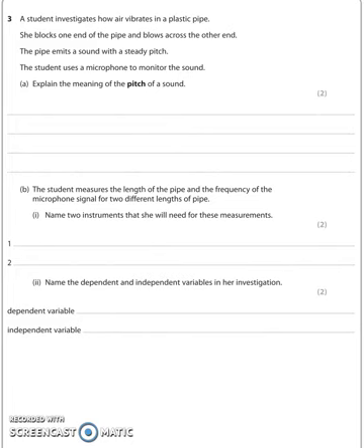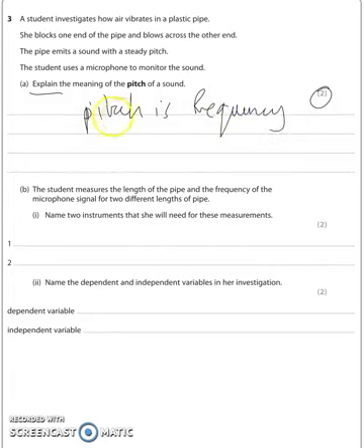It emits a steady pitch. She uses a microphone to monitor the sound. Explain the meaning of the word pitch. Right, we've got an explain here and it's for 2 marks. So if you just wrote pitch is frequency, that's it, then you're only going to get 1 mark.